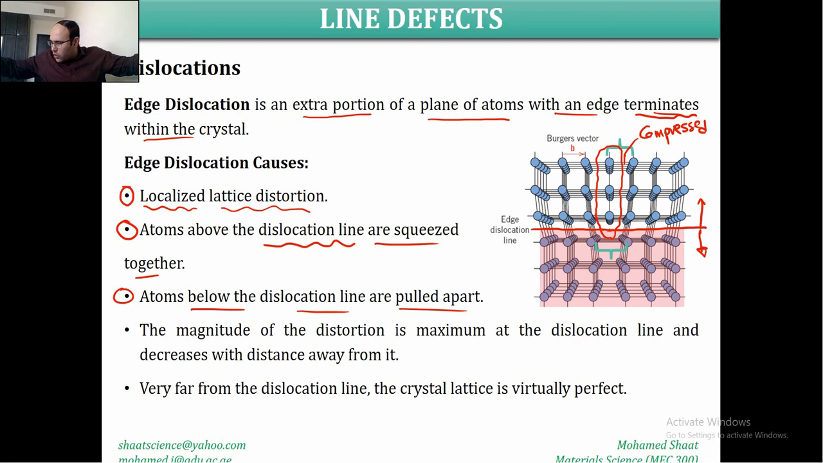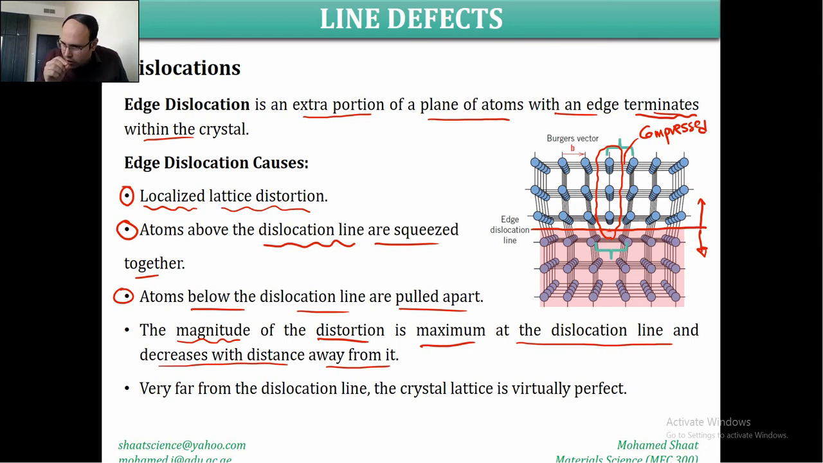But as we go far from the dislocation line, or the dislocation plane or the dislocation area, these defects will be eliminated or will be decreasing. So the magnitude of the distortion is maximum at the dislocation line and decreases with the distance away from it. What does the magnitude mean? It means that the distortion can be measured, right? Once we say something has a magnitude, like a force, it means that we can measure the force.